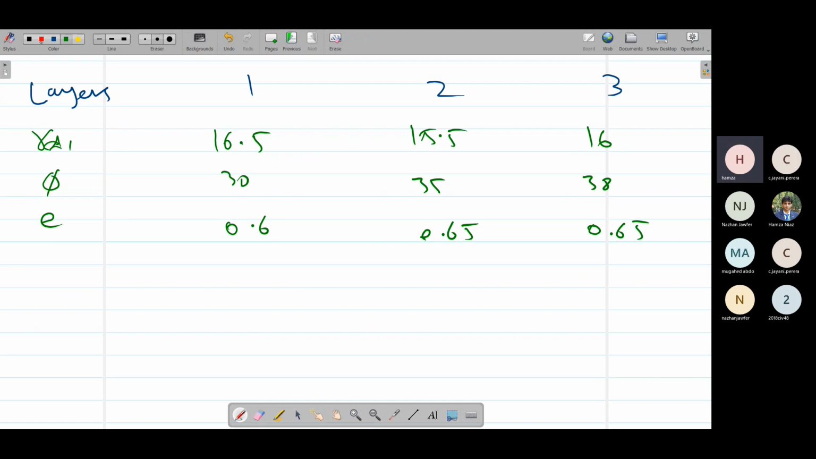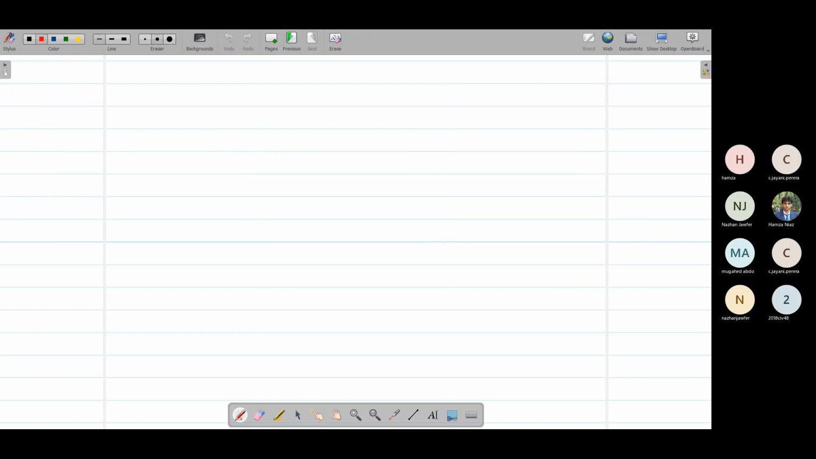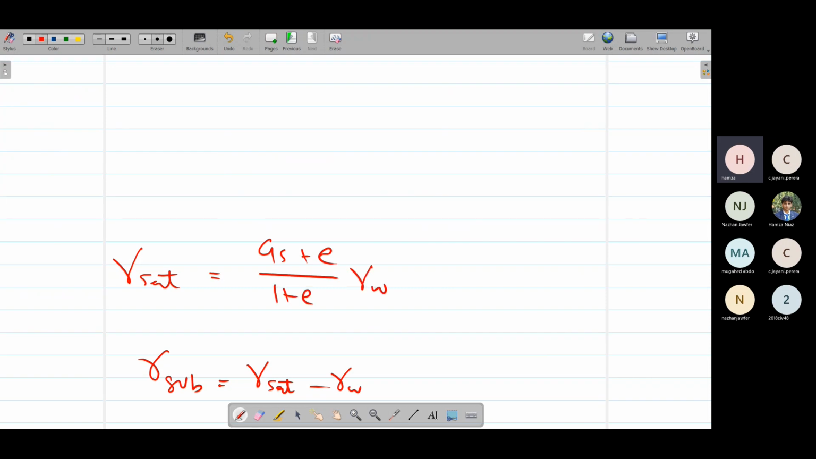This is all the given data. What we have to find now is gamma submerged. What is gamma submerged? Because the water table is at the top of the soil layers, we are going to use gamma submerged. Gamma submerged is gamma saturated minus gamma of water. So we know gamma water is 9.81. We do not know gamma saturated. For gamma saturated, the formula is Gs plus e over 1 plus e into gamma w. So this is the formula for gamma saturated. We have to memorize this.